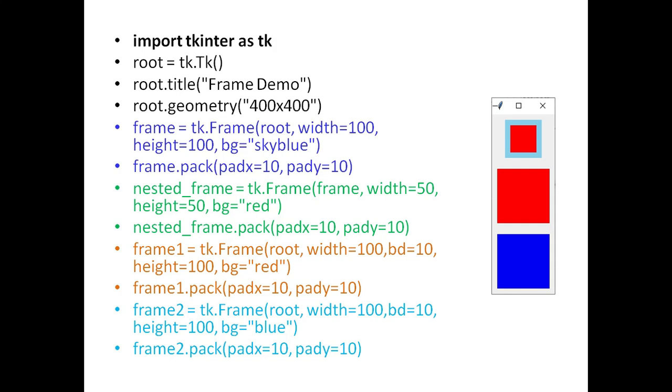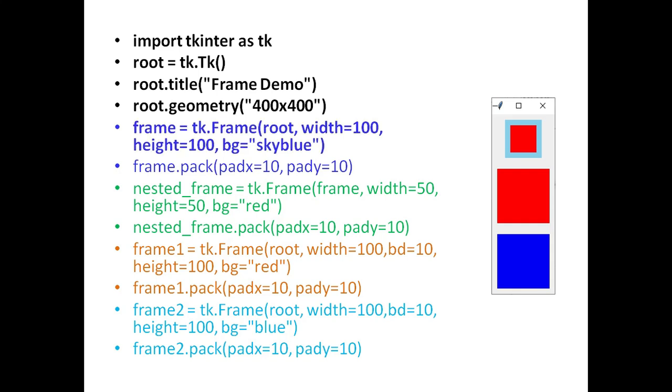First we will import tkinter as tk and we will define the root window as root equal to tk.Tk. Then we will specify the title as frame demo and we will set the geometry for this root window as 400 by 400. We will define the first frame as tk.Frame with root window, that is root, comma, width equal to 100, height equal to 100 and background color is sky blue. And we'll pack the frame with padding 10 by 10, that is x equal to 10 and y equal to 10.